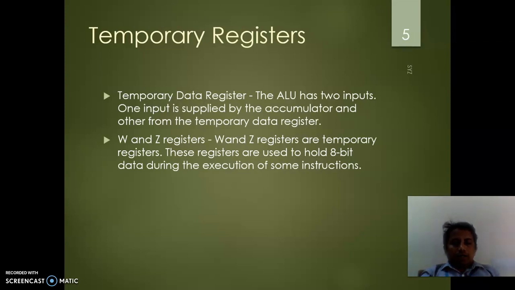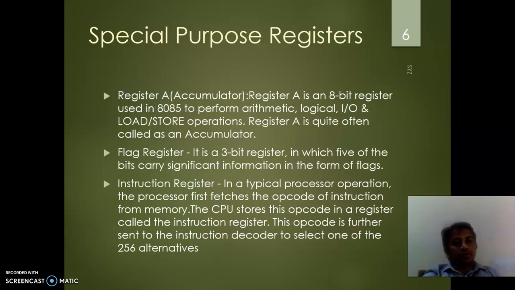In the same way, you have the W and Z registers. These are 8-bit registers, and obviously the data register is also 8-bit. They are used in the execution of some instructions. The data that has to be stored for a temporary purpose is stored in W and Z. These are the two registers used to temporarily store data during some instructions.